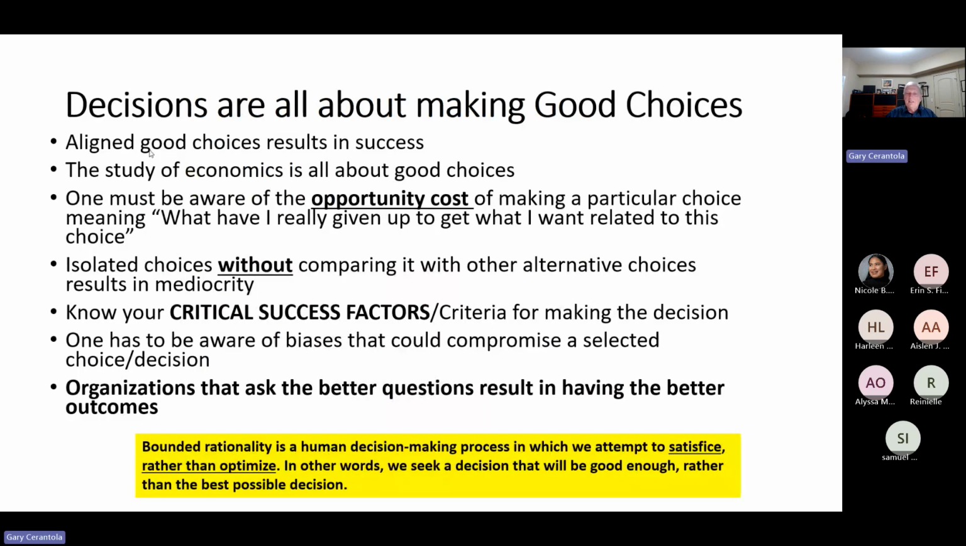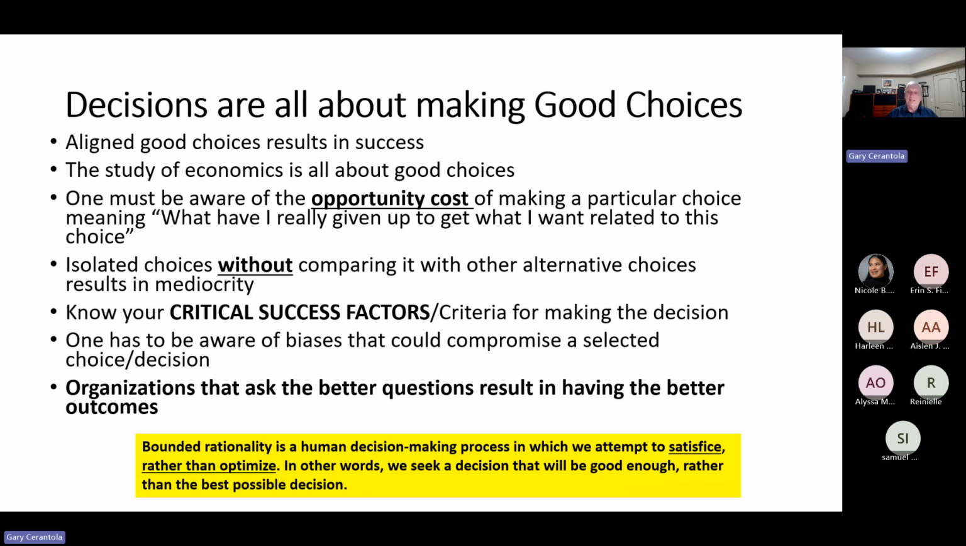Okay, so decisions, because this topic too is all about decisions, it's all about making good choices. When I talked about opportunity cost, if you understand microeconomics at all, you'll understand that really knowing what you're giving up to get it has got to be much better than the next best alternative.